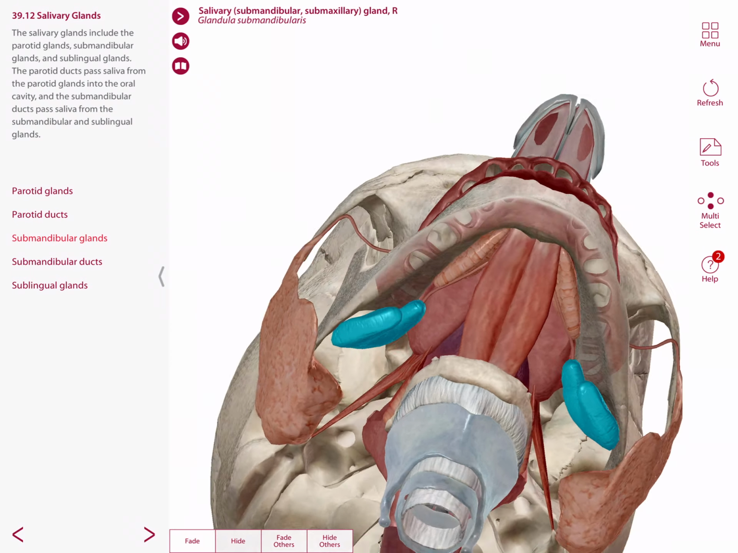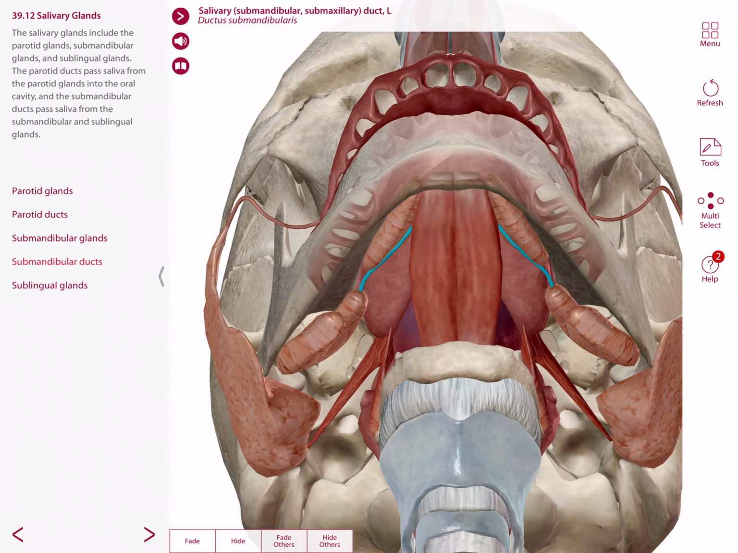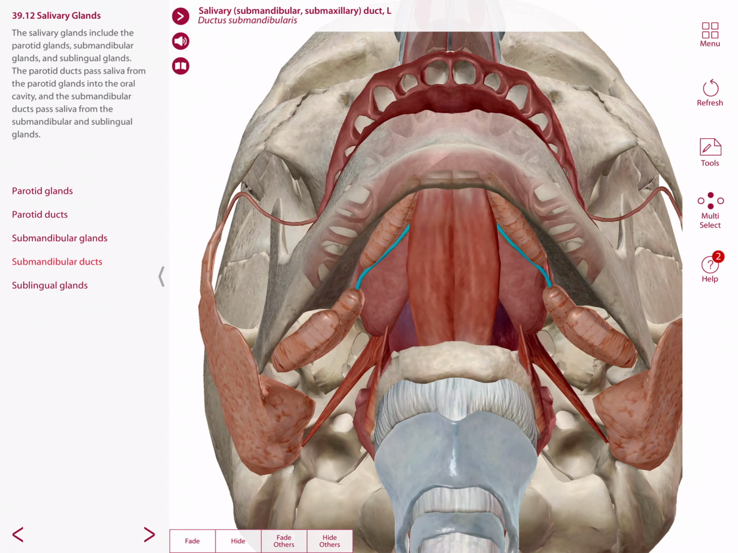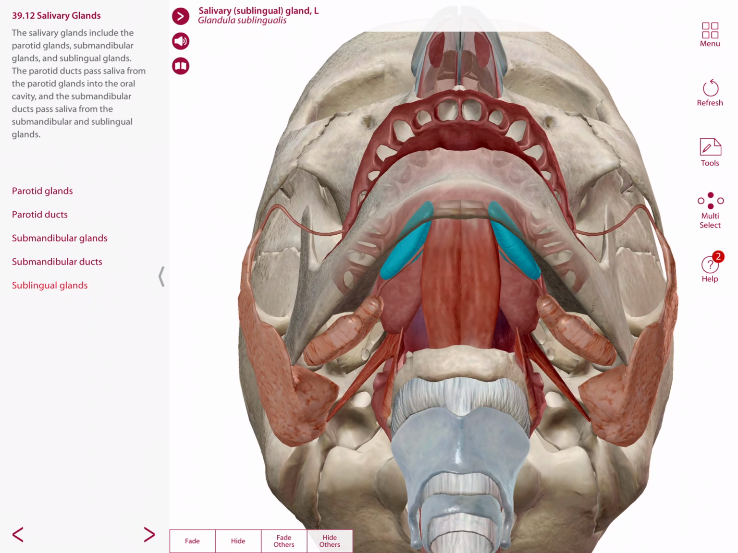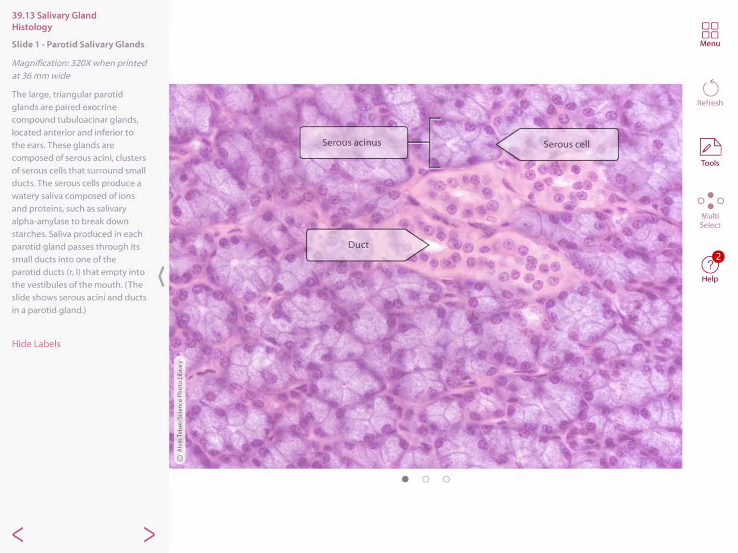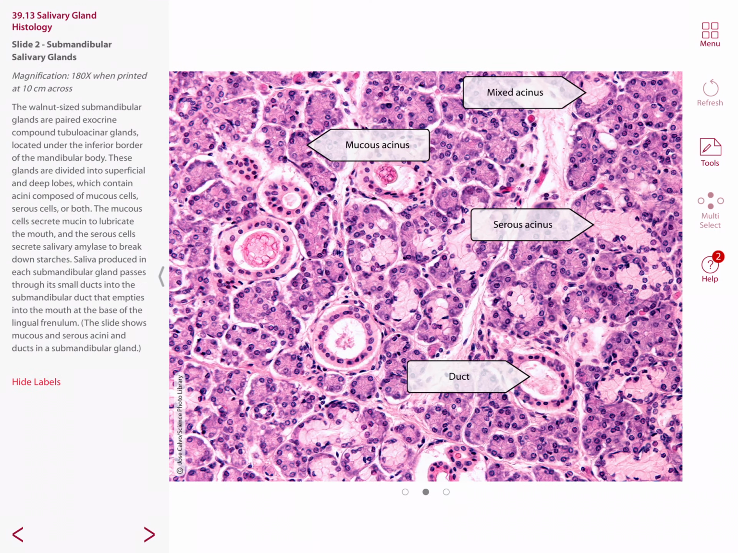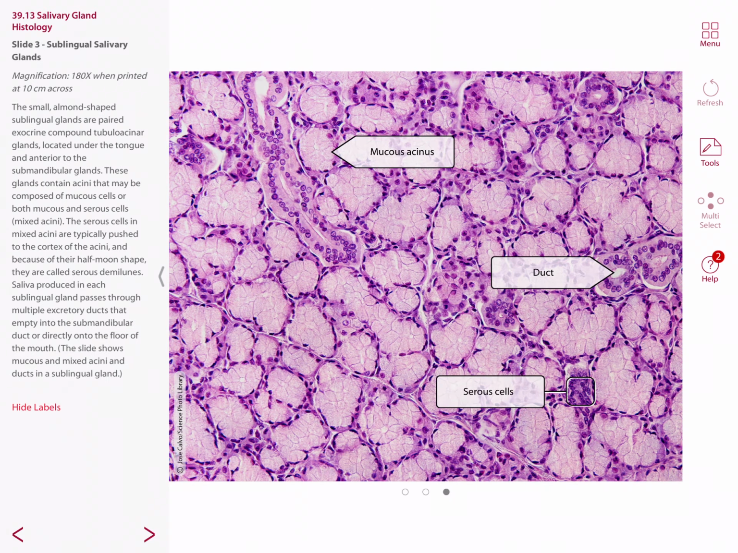Below the mandible, we've got the submandibular gland. That submandibular gland will then have a duct of its own called the submandibular duct. That submandibular duct is also sharing the same passageway that we use for those sublingual, or below the tongue, glands. Here's what those salivary glands look like. So here's parotid. Next up, we've got submandibular and sublingual.